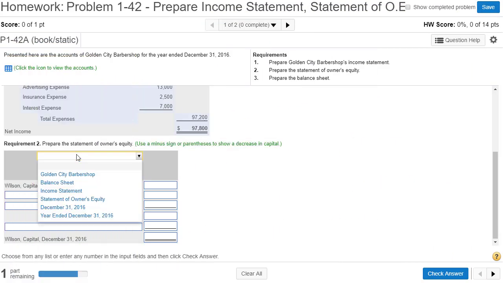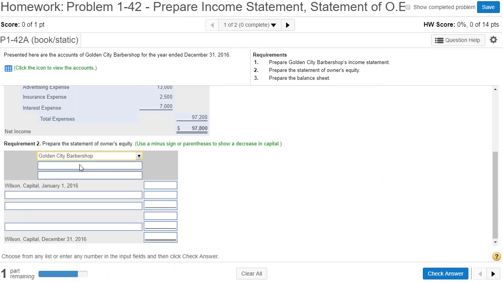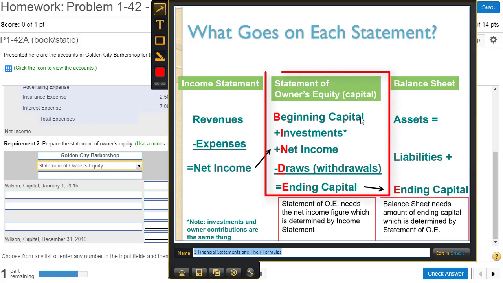So let's do our three-line heading again. Name of the company, name of the statement, and then either a single day or a time period. So remember, the statement of owner's equity is showing what happens to capital over the period. So we have beginning capital. That means the capital at the beginning of the period. What happened to capital during the year? Remember, capital is affected by investments, draws, and then revenues and expenses, which show up over here as net income. And that gives us our ending capital.